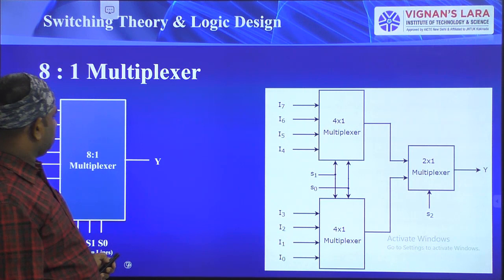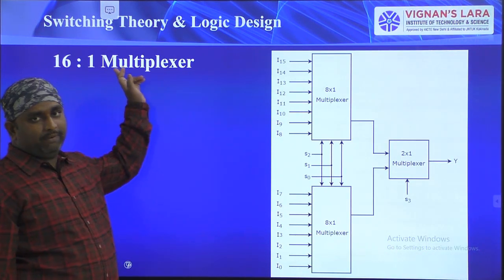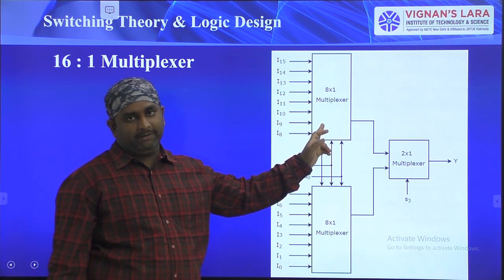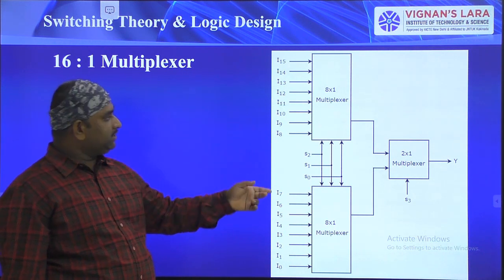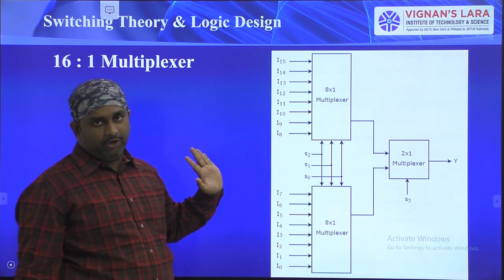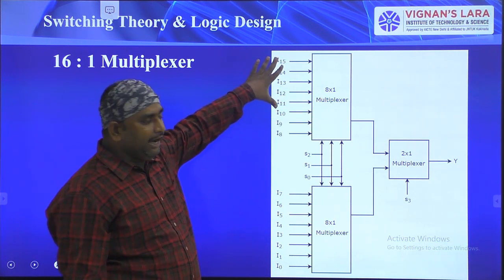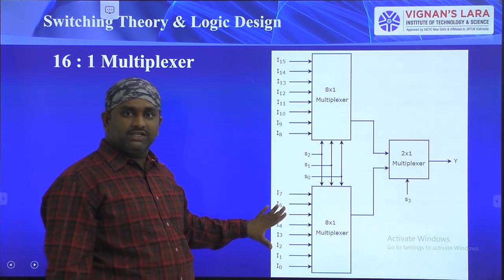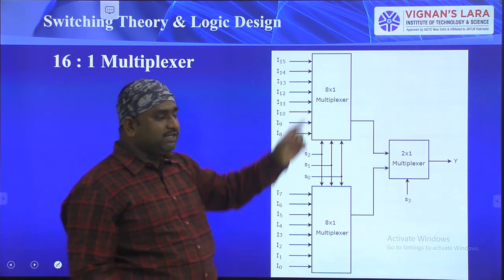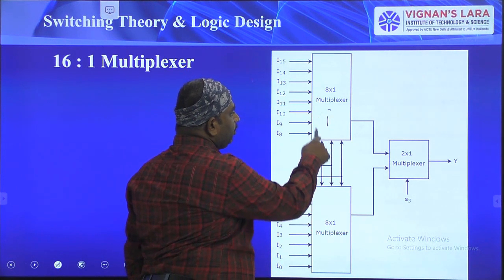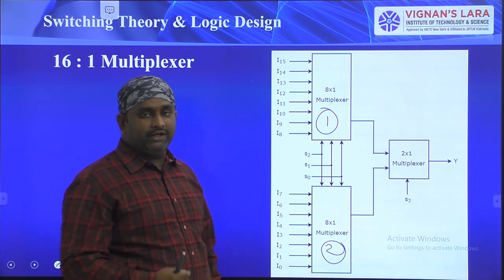Next, a 16:1 multiplexer by using 8:1 multiplexers. We need 16 inputs, but I am using 8:1 multiplexers. So here 8 inputs, here 8 inputs, totally 16 inputs are available. For implementing the 16:1 multiplexer, I have to take 2 8:1 multiplexers.